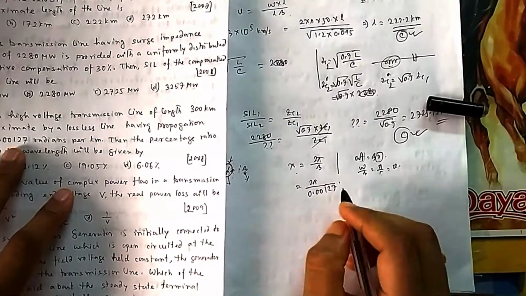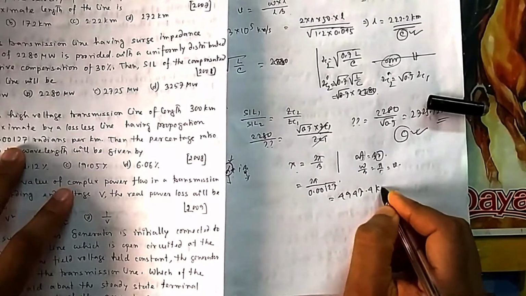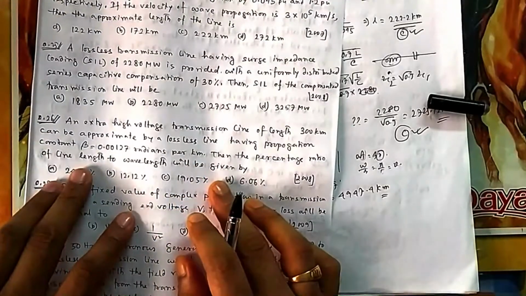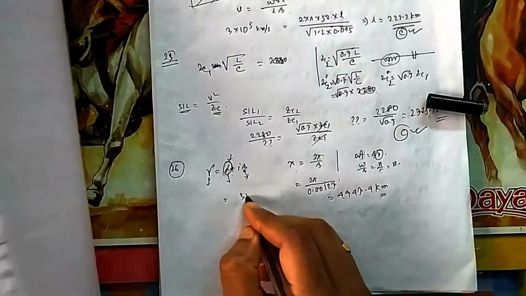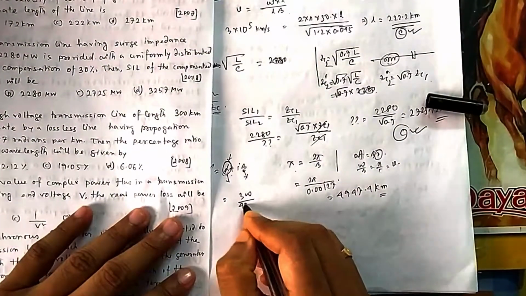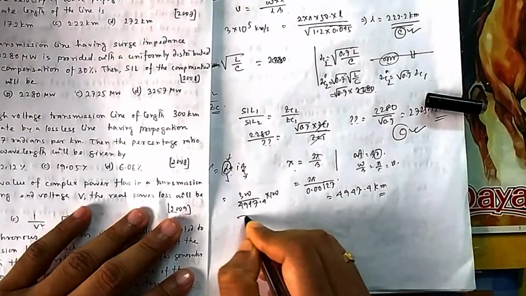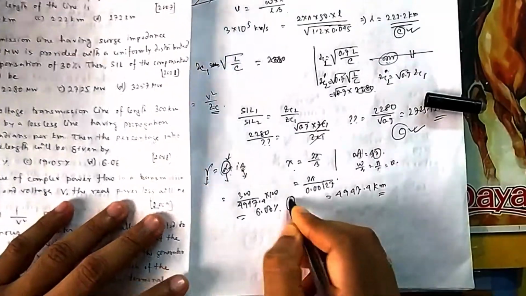They have already given beta as 0.000127. If you do this, you will get 4947.4, but they have not asked you this; they have asked you the percentage ratio of the line length to wavelength. So the line length is 300 divided by the wavelength, which is 4947.4, into 100. In terms of percentage, they are asking this ratio. If you do it, you will find it is 6.06, that is option D.